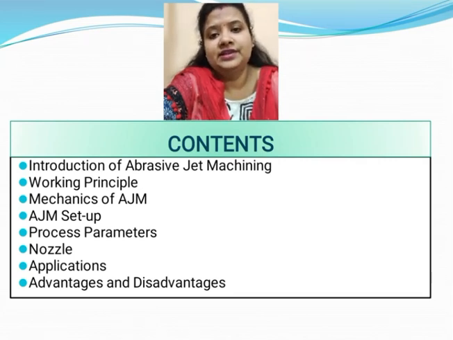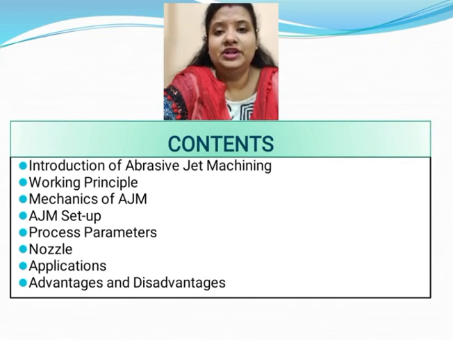Next, we will discuss the process parameters. What are the effects of process parameters on the material removal rate of that particular product? Next, the most important part of this process is the nozzle. Which material is used to make that particular nozzle? It is very essential for all of us to know, because according to the selection of material, the life or longevity of a nozzle is determined.